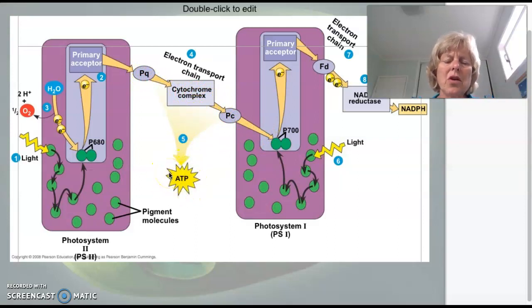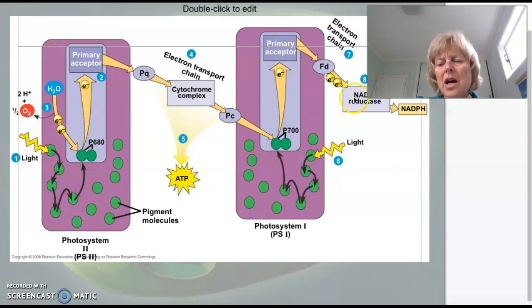So that should look fairly familiar. It's quite similar to the electron transport chain in respiration, where the energy of the electrons is also used to make ATP, and the electrons are also passed on from one protein complex to another. So same thing happens here as well.